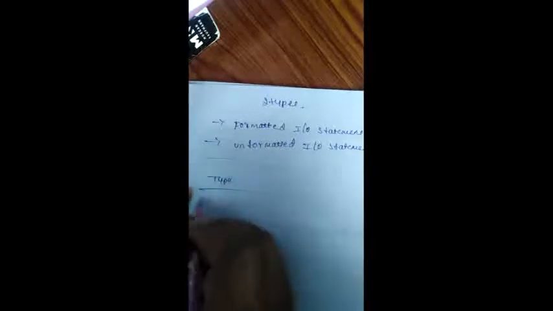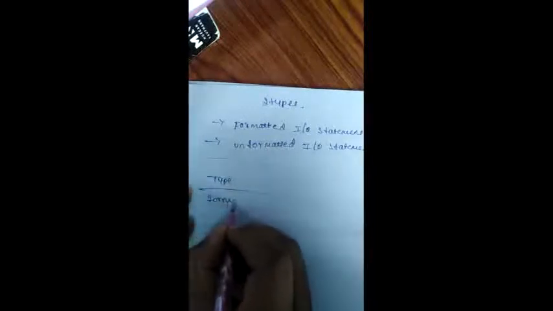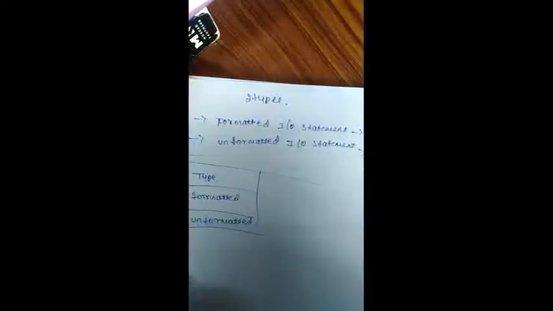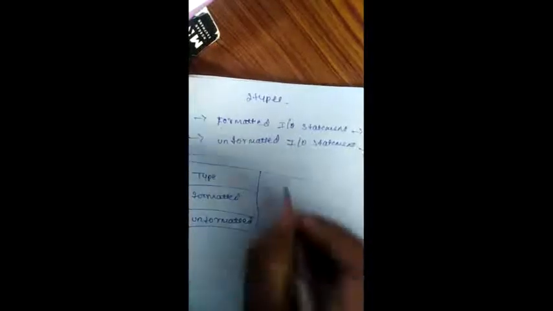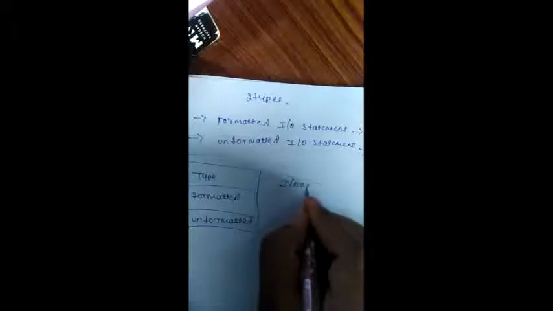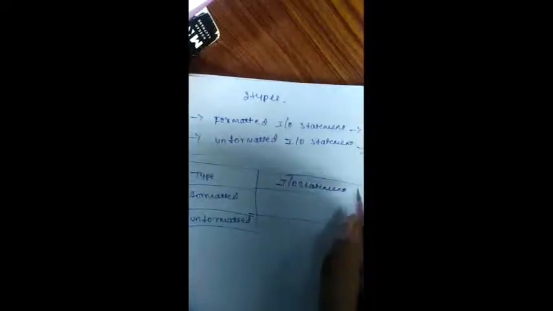Here I will give an example. Formatted data, and next, the unformatted data. Here we can see the IO statements. What are the IO statements? We can use formatted data and unformatted data.